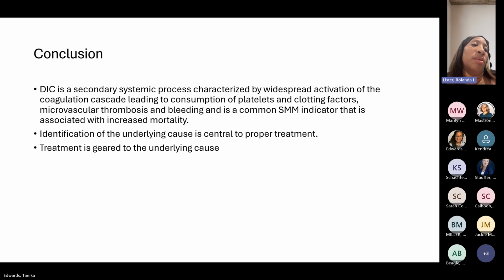And ultimately, if we treat the underlying cause and correct the coagulopathy, patients have a much better chance of surviving a DIC event. I think that is it. I'm happy to take questions.